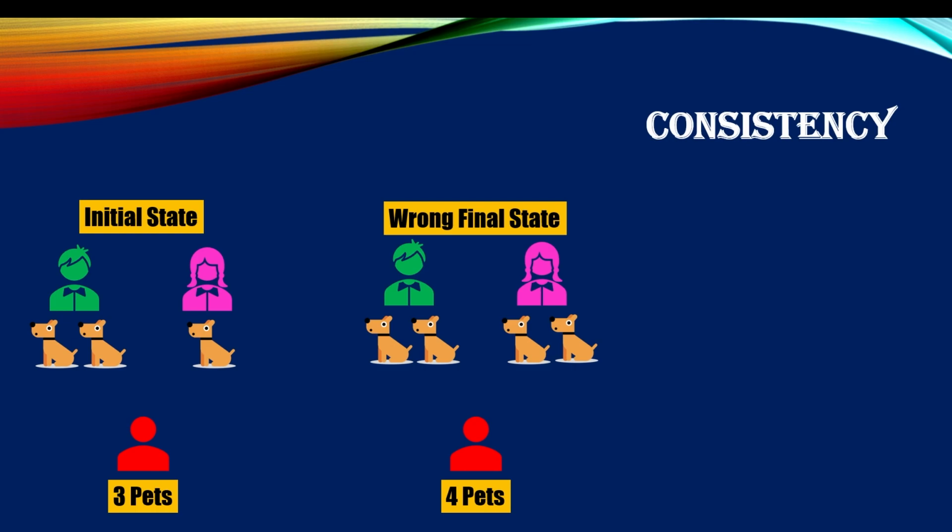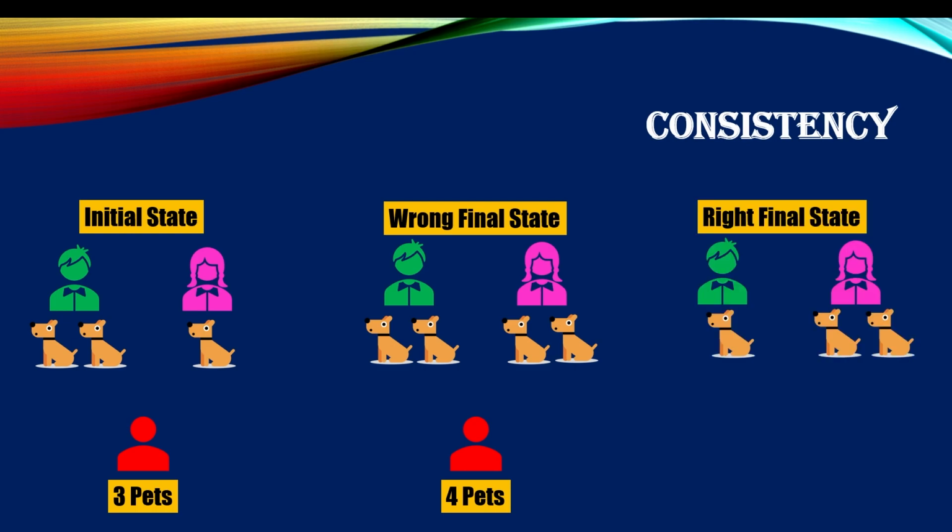Now the question is, where did this new pet come from? Here we are assuming that no one can get a pet from outside, so there should be an exchange between them only. But if there is a change in the total number of pets, then this is wrong. Earlier there were three, now there are four. So this is again not consistent in nature.